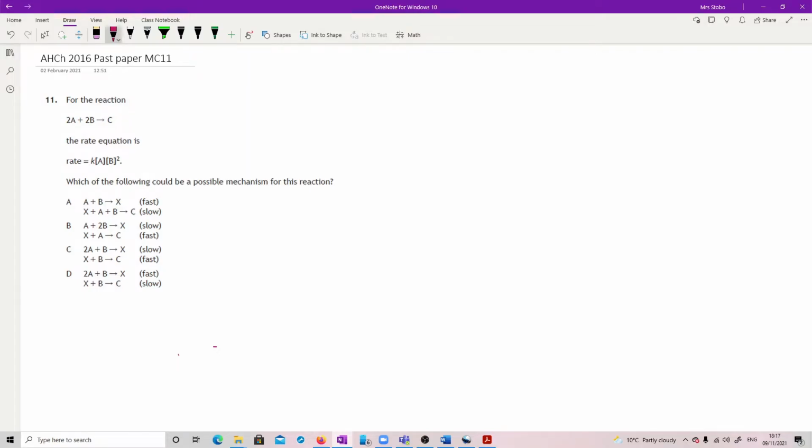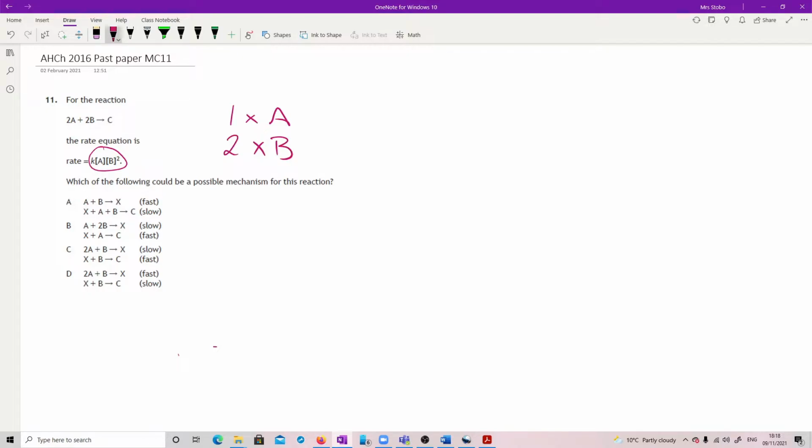2B goes to... question 11. For the reaction 2A plus 2B goes to C, the rate equation is, and you're given a nice little rate equation, which of the following could be a possible mechanism for this reaction? Looking at this rate equation, you see that 1A is involved in the rate limiting step, and 2B's are involved in the rate limiting step. That's really what this is saying.